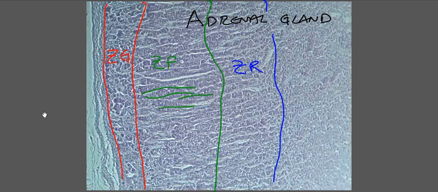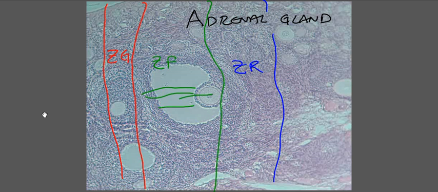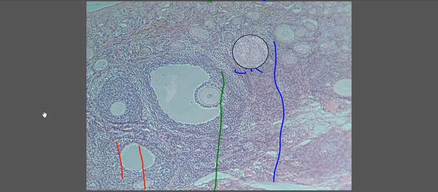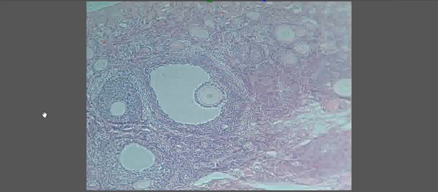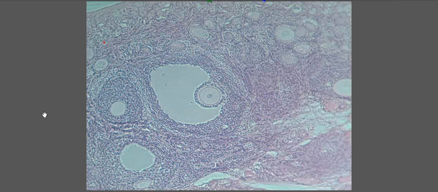Who else? Group 4. What are we seeing here? What gland? Endocrine system. Group 4. 1, 2, 3, 4. You guys, right? What is it? What is this? That's an ovary, right?